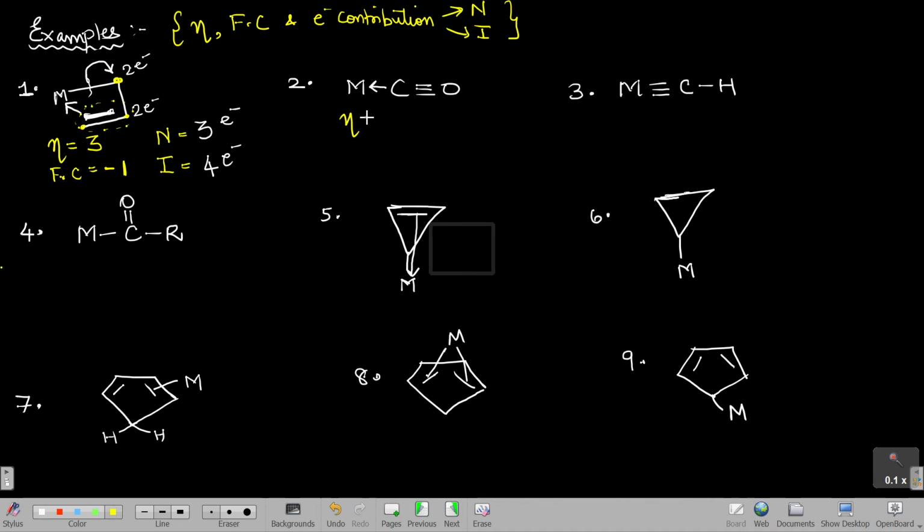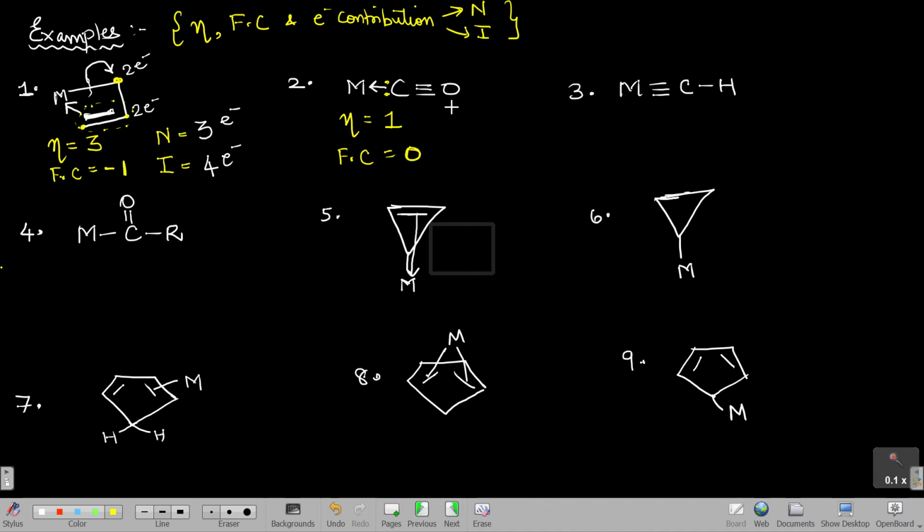Now you see, hapticity. Hapticity is nothing but the number of donor atoms of the ligand which are attached to the metal. There is only one atom attached to the metal, so the hapticity is going to be 1. Now the formal charge. What kind of bond is this? It is a lone pair donation, right? Carbon monoxide is donating its lone pair to the metal. So the formal charge is going to be 0, right?